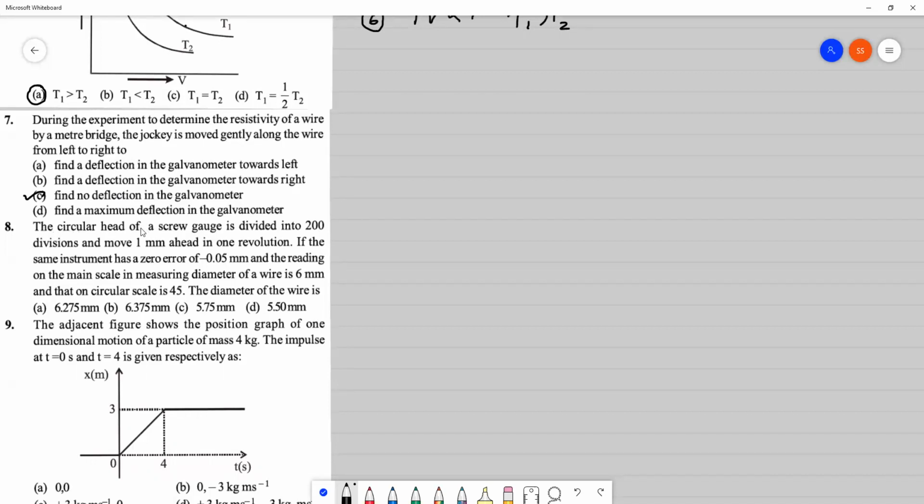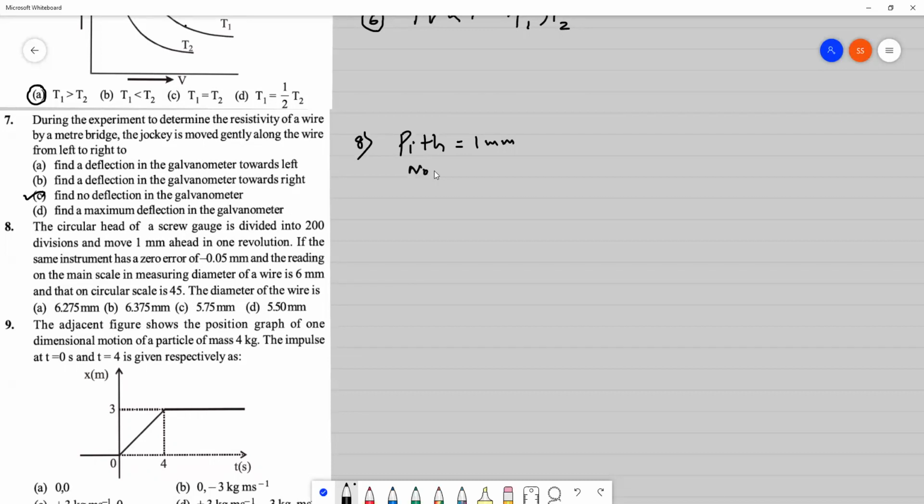So next one, a circular head of a screw gauge is divided into 200 divisions. There are 200 divisions on the circular scale, and the circular head moves 1 millimeter for 1 revolution. The distance moved by the circular head for 1 revolution, you call it a pitch. In this problem, problem number 8, the pitch is equal to 1 millimeter, and the number of divisions is 200.